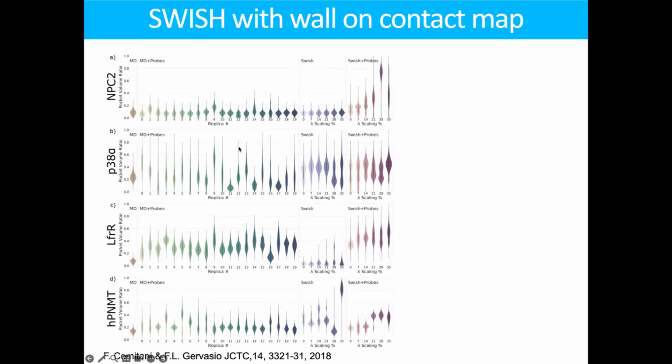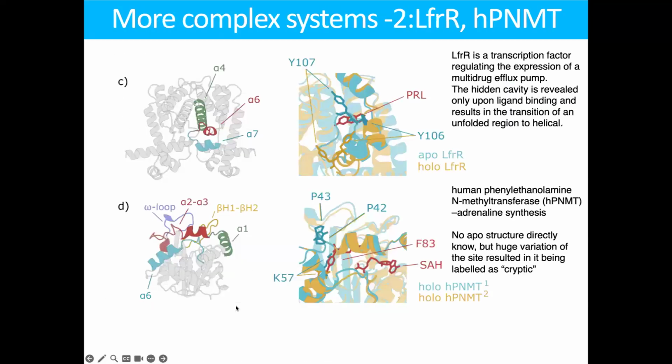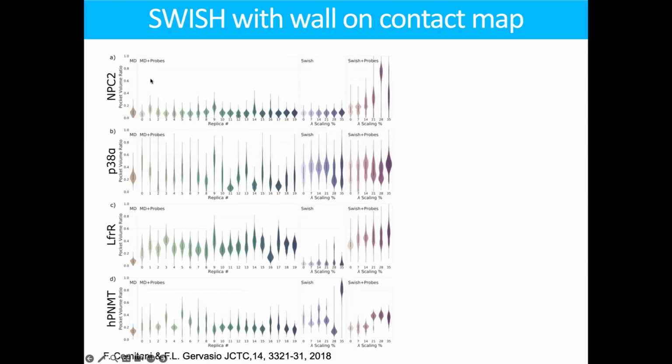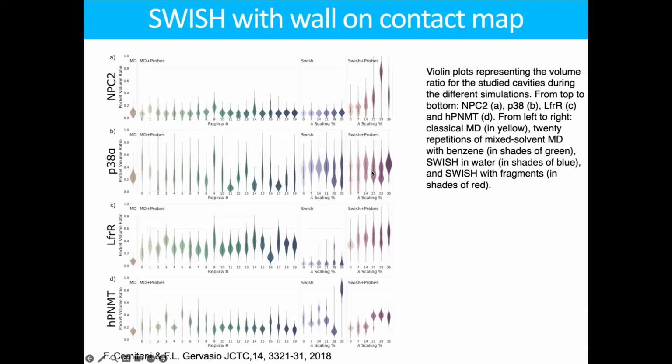When you have mixed solvent, in P38 alpha you have some successful cases, and also in this transcription factor, but not in the other two cases, and especially not in the Niemann-Pick target. Swish works really well with P38 alpha and also in this other target. The combination of the two works well for all of them.